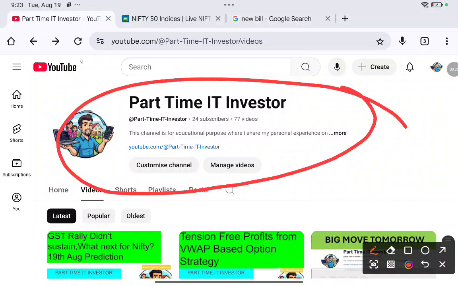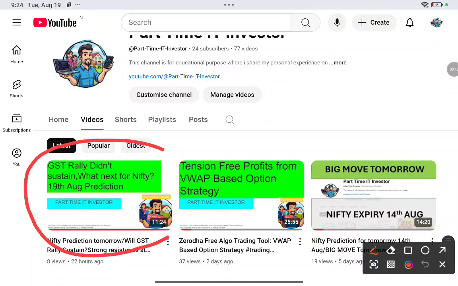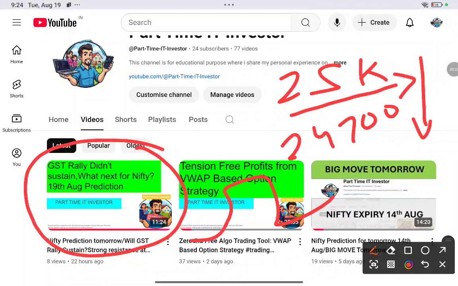I hope you made a good profit today because yesterday I clearly marked the level where the market would trade. At the top it was 25k, and support was at around 24,700. So this was the level which I marked. If someone had made a simple iron condor, they would have made a very good profit today because decay was very heavy in options.